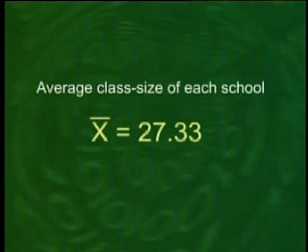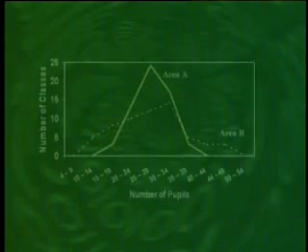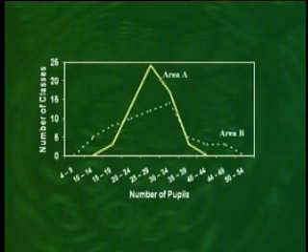If we compute the arithmetic mean for both these areas, we find that the average class size for both the areas is identical, and it is 27.33. लेकिन स्टूडेंट्स, जैसा कि मैंने अभी आपको एक्सप्लेन किया, वेरिएबिलिटी के पॉइंट ऑफ व्यू से the two areas are quite different.